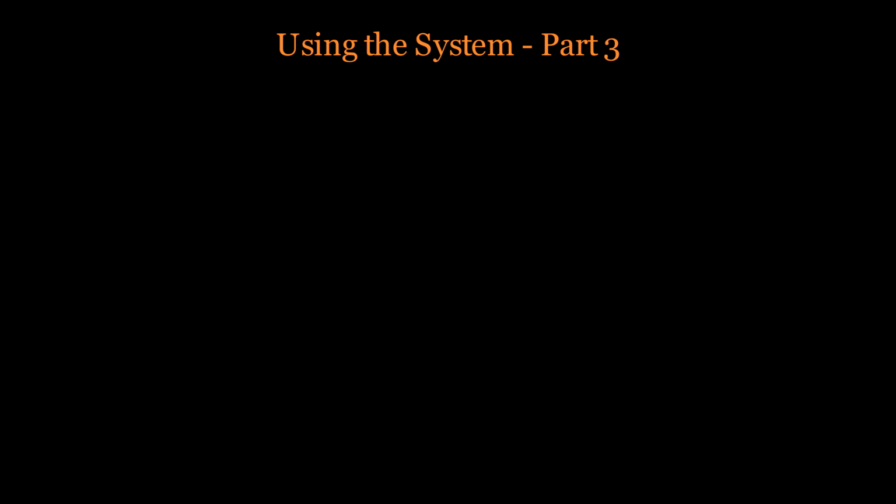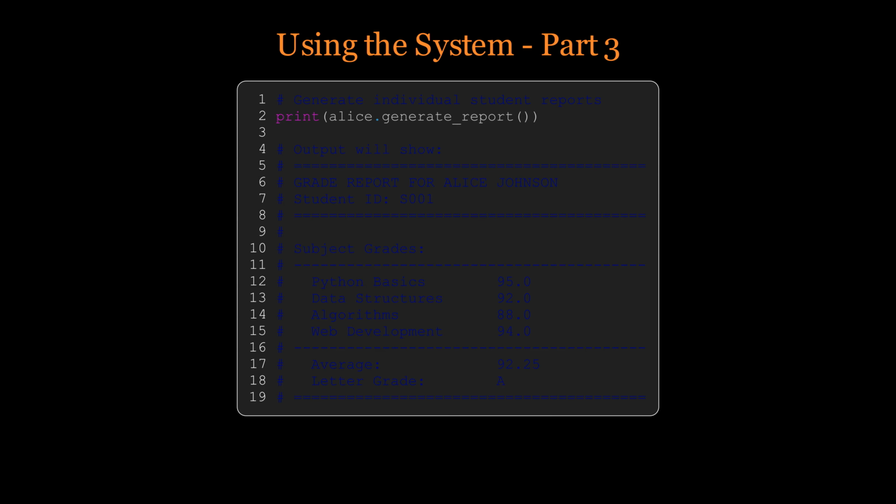Let's generate individual student reports to see their complete grade information. Each report shows all subjects, the calculated average, and the letter grade. We call generate report on Alice's student object. The output shows a beautifully formatted report with her name in the header, student ID, and all 4 subject grades aligned in columns.